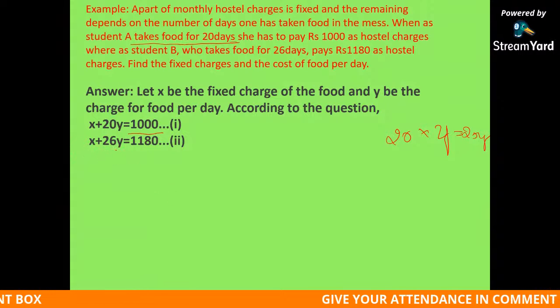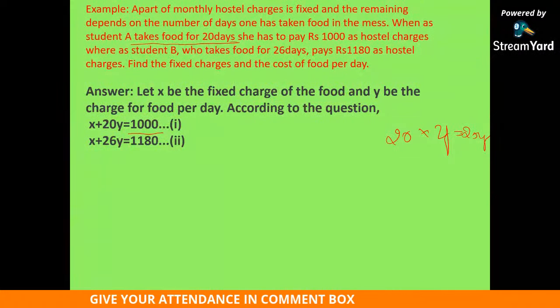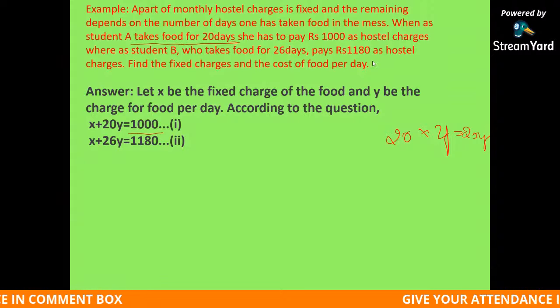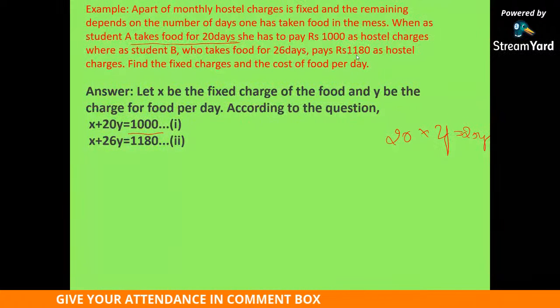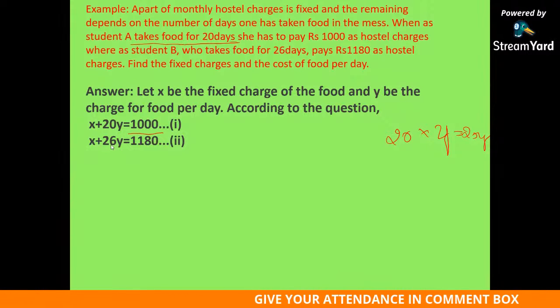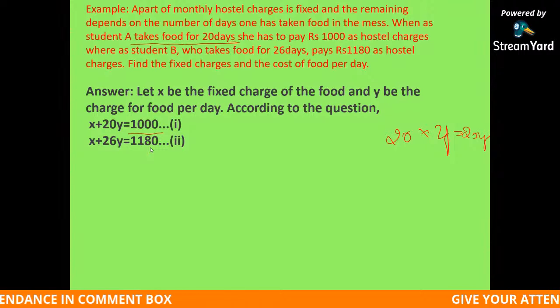Similarly, in the second part, student B who has taken food for 26 days pays rupees 1180 as hostel charge. Means this 1180 includes fixed charge plus charge of the food for 26 days. This one you can write as x plus 26y is equal to 1180.